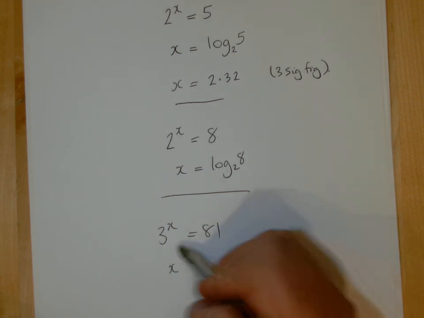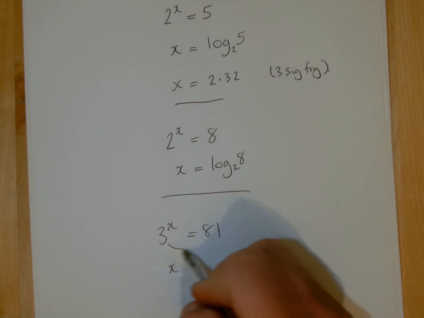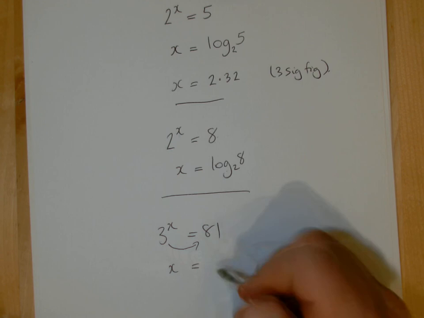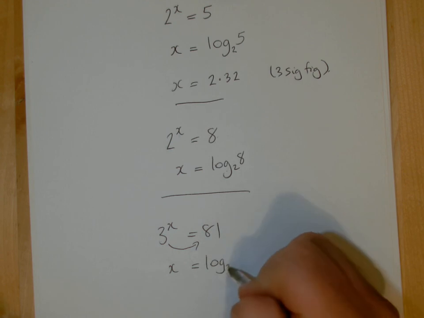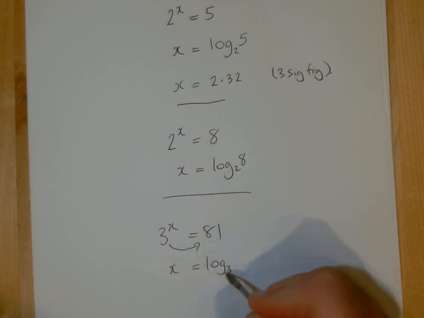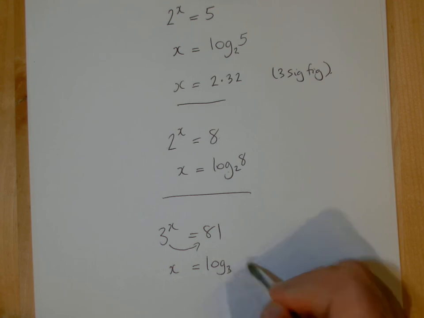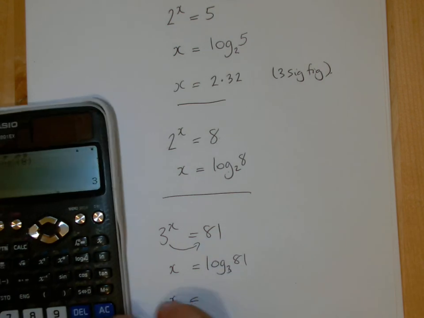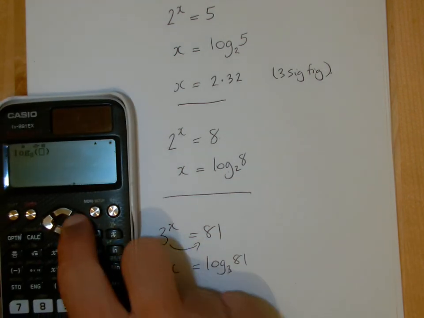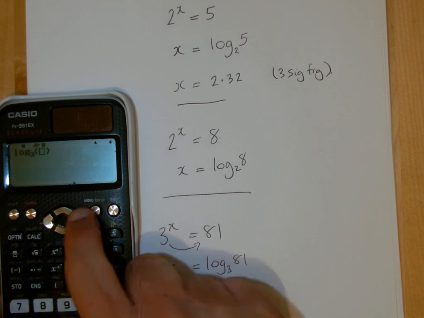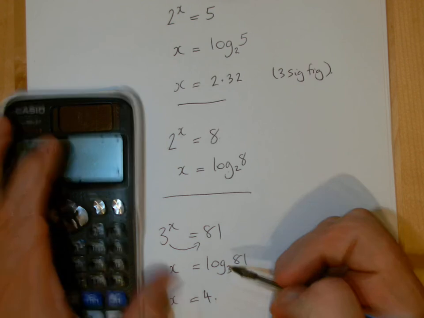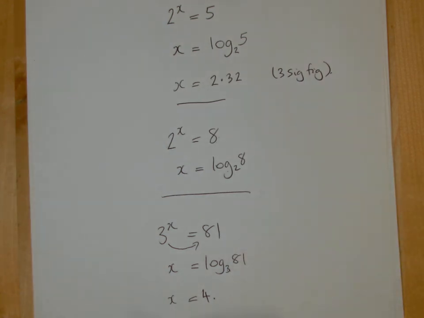One way I like to think about it is, because this is my base, like swinging the base. There's my base, I swing the base over and it goes nicely underneath the log. There's log to the base 3 of 81. You might know what that is already without checking, but of course it comes out to be 4. You can do that for any power. These are obviously quite nice, but you can choose any one.